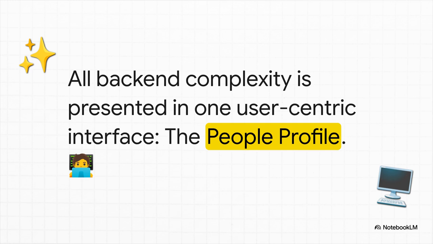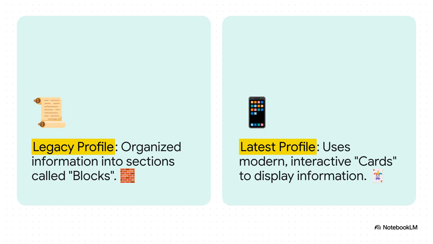It takes all that messy, complex stuff we just talked about and serves it up on a clean, simple, intuitive platter. This is it. The finished, furnished, totally functional digital HQ that everybody gets to use every day. And of course, this interface isn't stuck in the past. It evolves. The older version, the legacy profile, used these things called blocks to group information. But the latest version, the newest People Profile, has been updated to use these really slick, interactive cards. It's just a perfect example of how the system keeps getting better, more modern and easier to use.